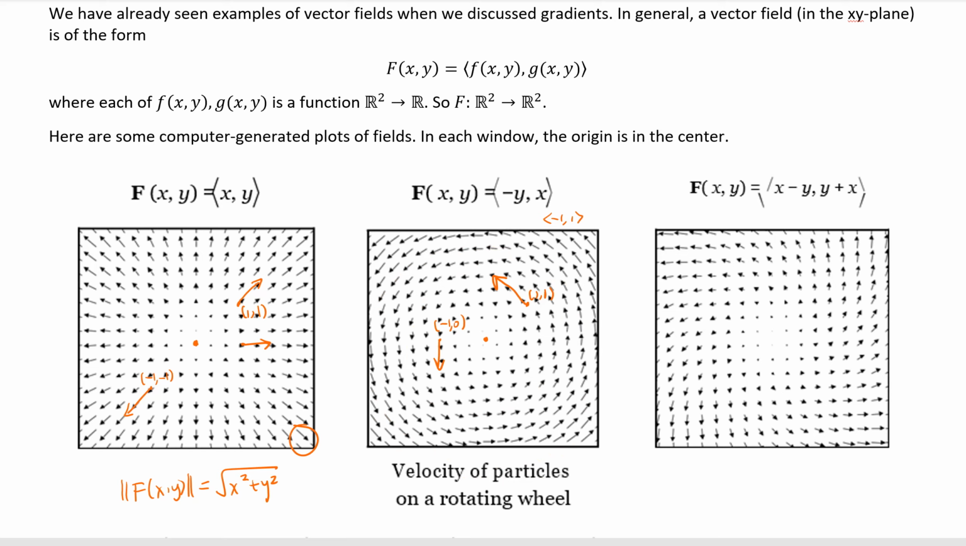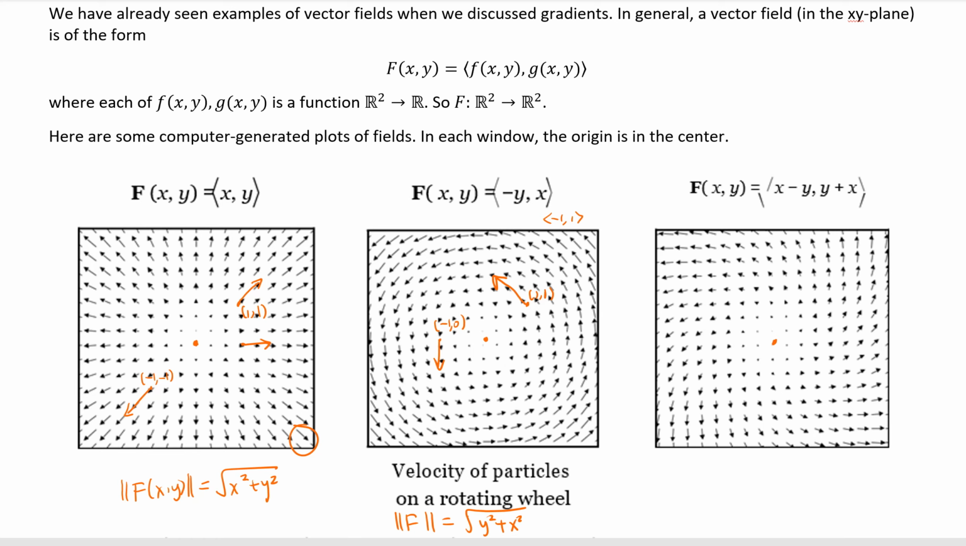And what is the length? The length is also the square root of y squared plus x squared. So when the point is near the origin, the length of the arrow is small. When the point is far away from the origin, the length of the vector is getting bigger. This is the velocity of a particle on a rotating wheel. Okay, let's continue.